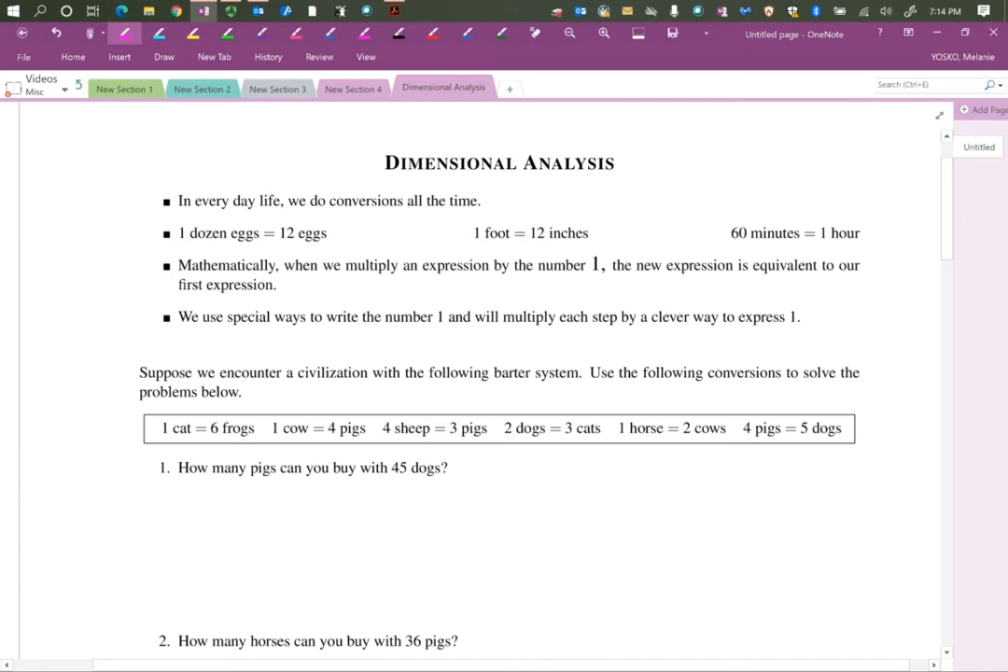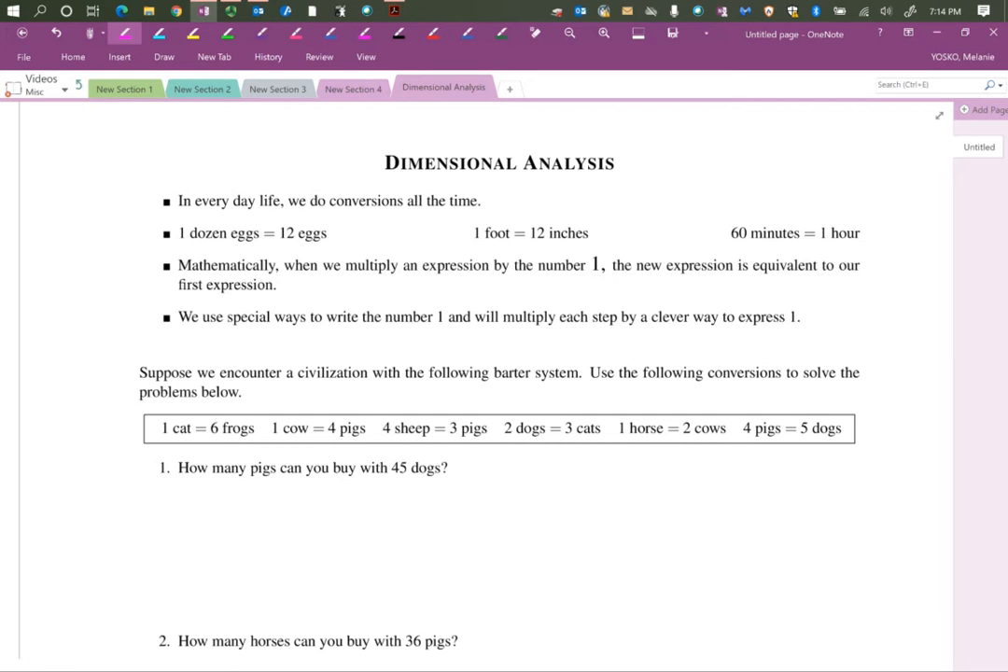Okay, so we're going to do a silly example, and this is on purpose. We're picking a silly example so you don't get overwhelmed with the units. I picked an example where you have no idea what this bartering system is. We have a civilization with the following barter system. We're going to do these conversions.